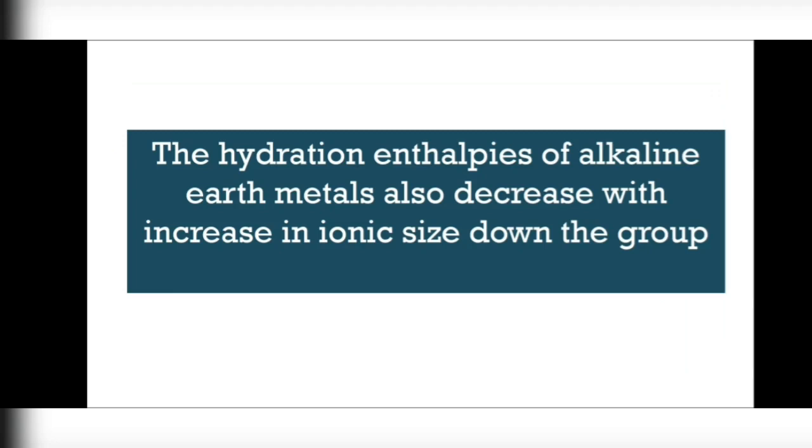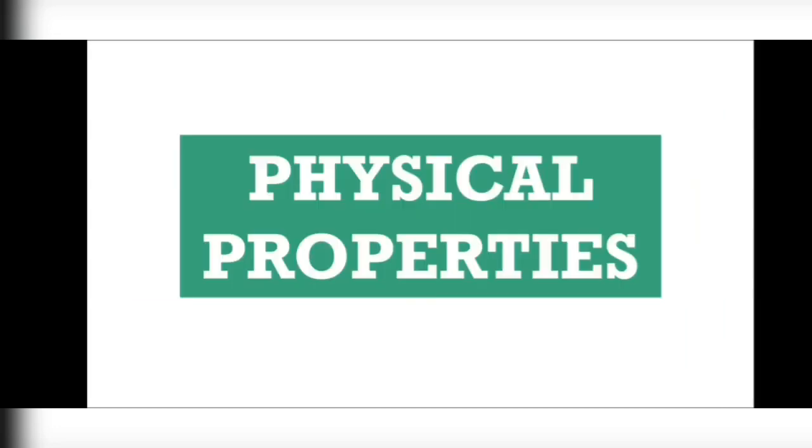So Be2+ has the highest hydration enthalpy, then comes magnesium Mg2+, then calcium Ca2+, then Sr2+ and Ba2+. This is the order of hydration enthalpy: beryllium has the highest since it has the smallest size. It is inversely proportional. Now we'll discuss some of the physical properties of alkaline earth metals.